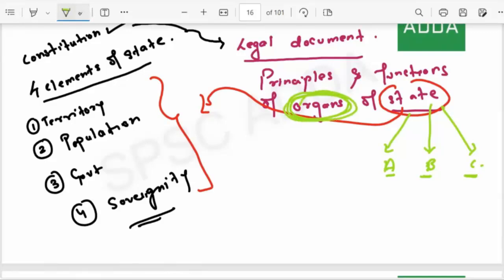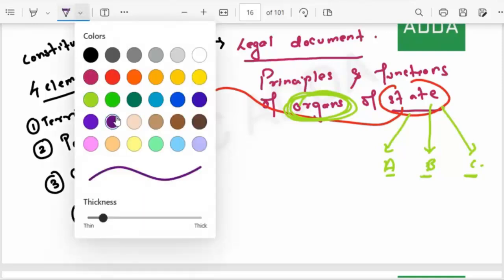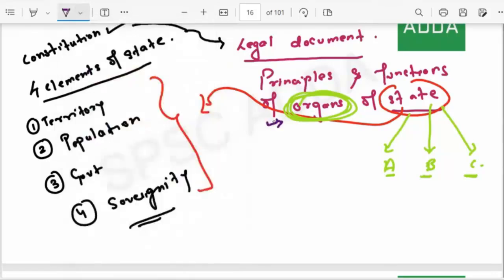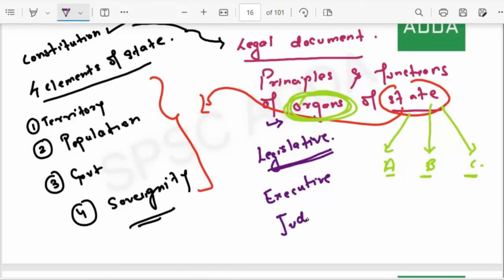Legislative, executive. Finally, it has come. And I was thinking you won't answer this. I was waiting for your answer only. What are the organs of state? Legislative, executive, judiciary. Yes. What's your name? My name is Chimila. Okay, legislative, executive, and judicial. These are the organs of state.